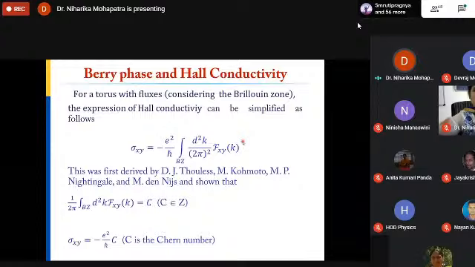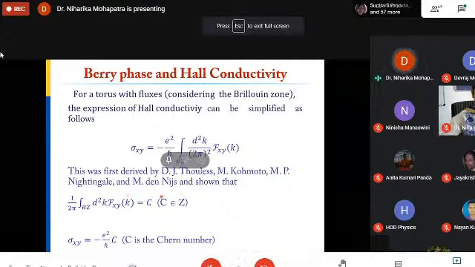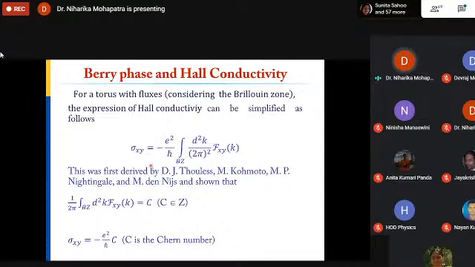Considering the Brillouin zone, TKNN for the first time derived or showed the link of this sigma_xy. They took the Kubo formula and tried to correlate it with the Berry curvature. They saw that if they take the Berry curvature and integrate it over a torus, first they consider the Brillouin zone in the form of a torus, because they take the gap to be there, or the genus to be 1.